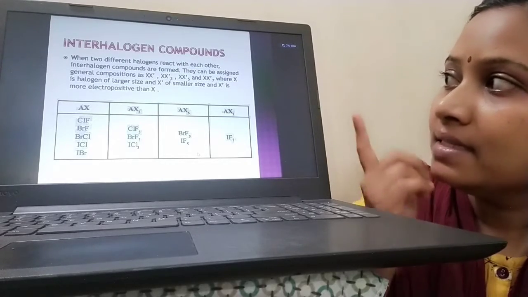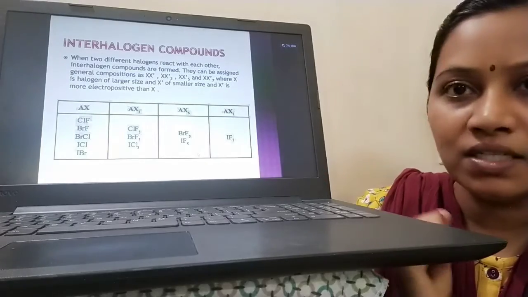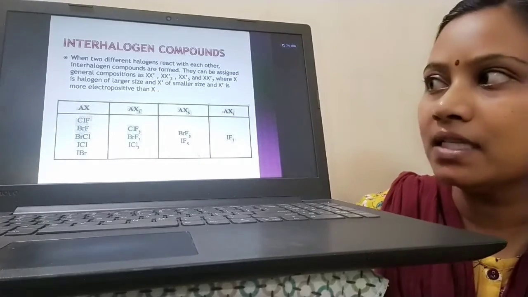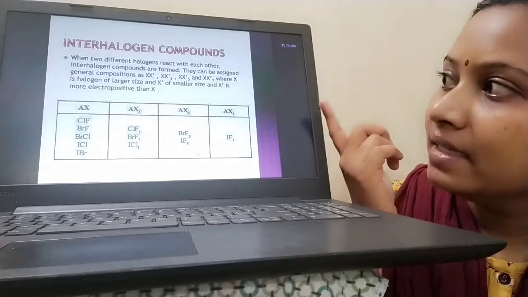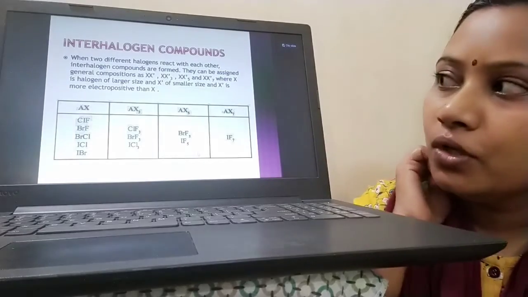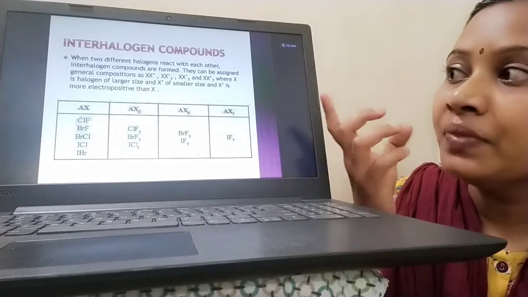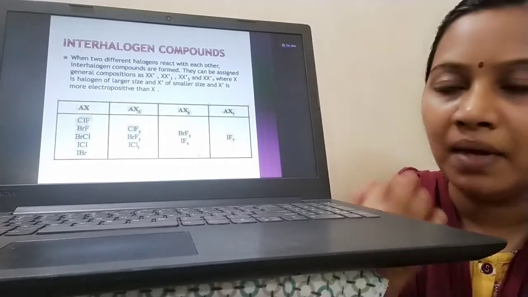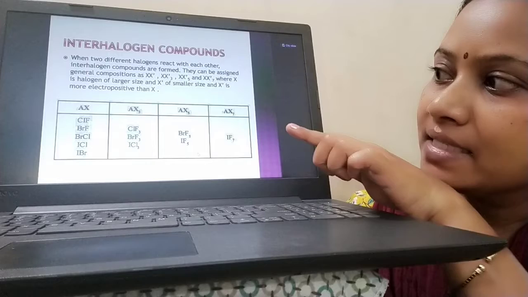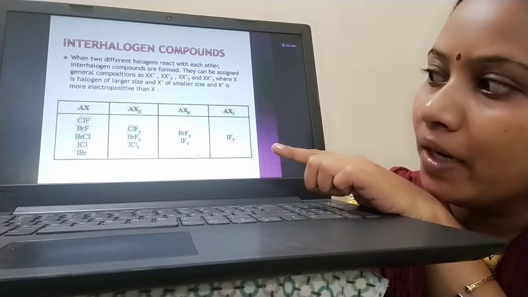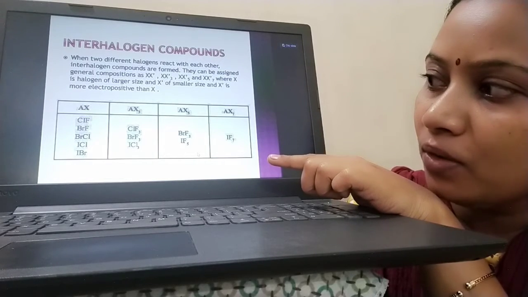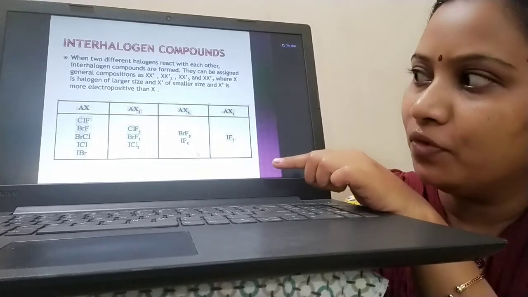Now X is indicating the halogen of larger size, X' is going to indicate the smaller size, and since I'm indicating X' as the smaller size, it is more electropositive than my X. See, these are examples: chlorine fluoride, bromine fluoride, bromine chloride, iodine chloride, iodine bromide. These are all examples for XX'.